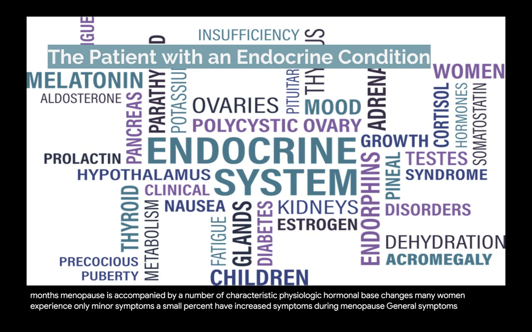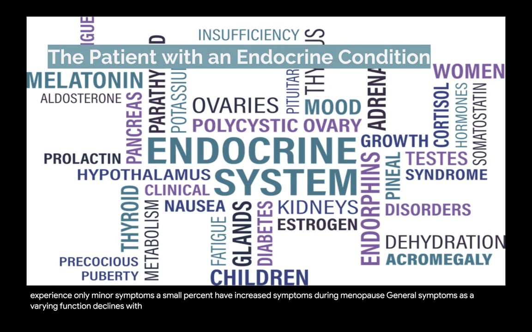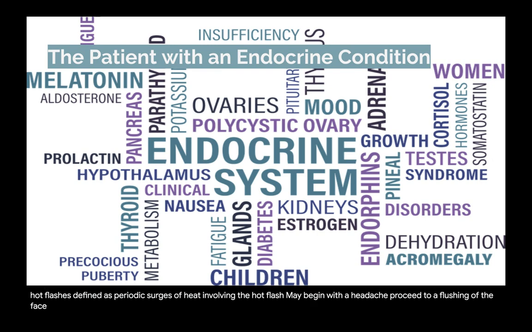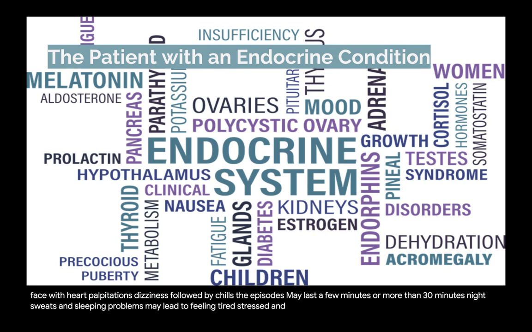General symptoms. As ovarian function declines with diminishing estrogen, physiological changes in the body function include vasomotor reactions. Hot flashes, defined as periodic surges of heat involving the whole body, may be accompanied by drenching sweats. A hot flash may begin with a headache, proceed to a flushing of the face with heart palpitations, dizziness, followed by chills. The episodes may last a few minutes or more than 30 minutes. Night sweats and sleeping problems may lead to feeling tired, stressed, and tense.